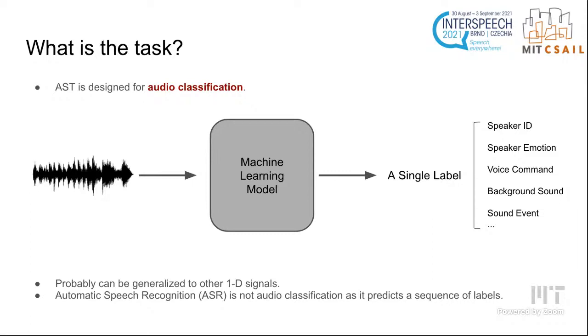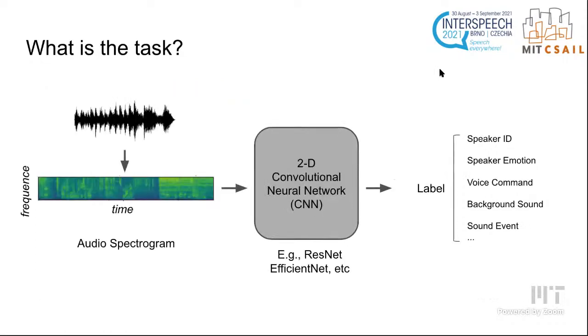So, and the system probably can work for other 1D signals like ECG, EKG, not limited to audio and speech. So conventionally, how do we do this? I think after 2015, people use a deep learning method.